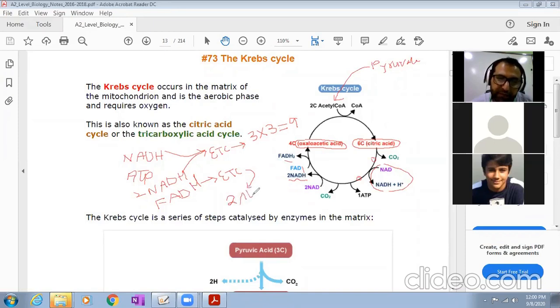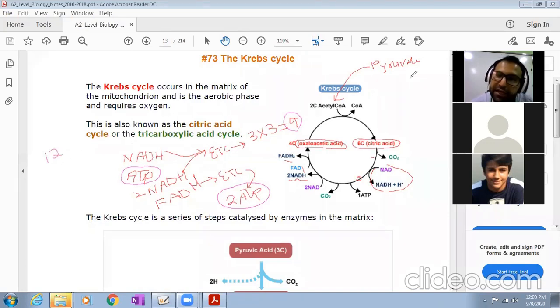So now let's count the total number of ATPs you got in the citric acid cycle from one cycle. How many ATPs did we get? Count with me. Let me change the color. 9, plus 1 here, 1 direct ATP, plus 2 here. So total, how many? 9, 10, 11, and 12. Right? So yes, I got 12 ATPs from one citric acid cycle.